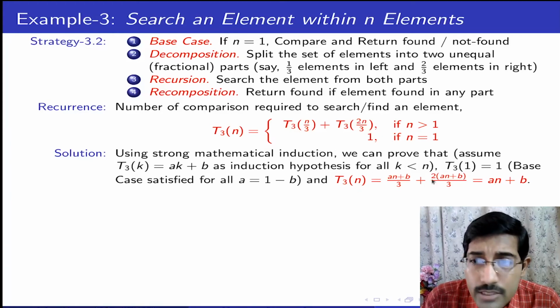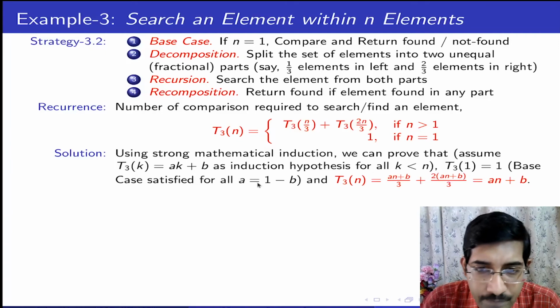And T(n) is the same, because this is n by 3, it is satisfied with k equal to n by 3, and it is satisfied with k equal to 2n by 3. So if you just put it in, mathematical induction will give you that this hypothesis is correct.